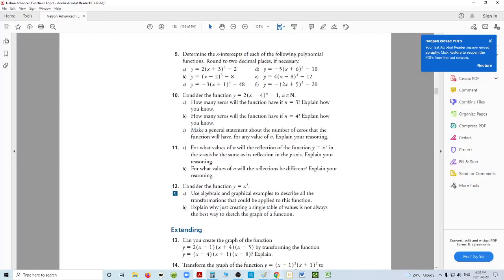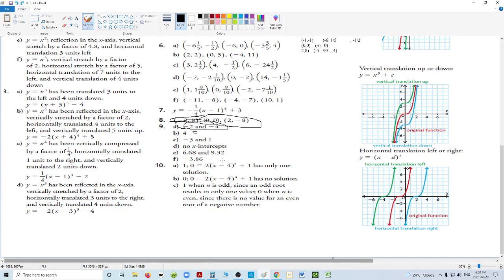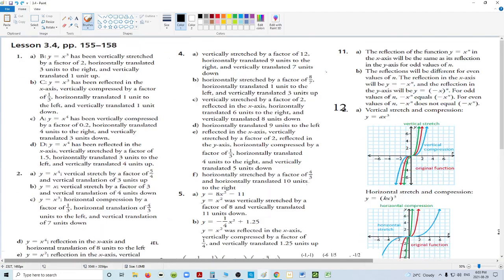So let's see what they say as an answer. They say it only has one solution when n is odd, since an odd root results in only one value, and it has no solutions, 0, when n is even, since there's no value for an even root of a negative number. Well, okay, they're essentially solving for this each time. But my logic, based on the translations, is the same answer.